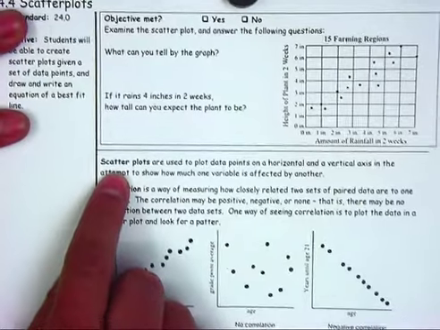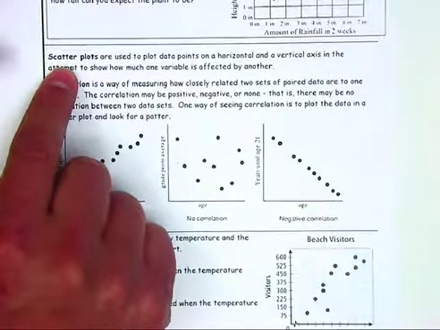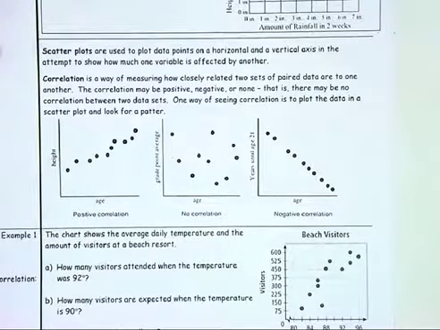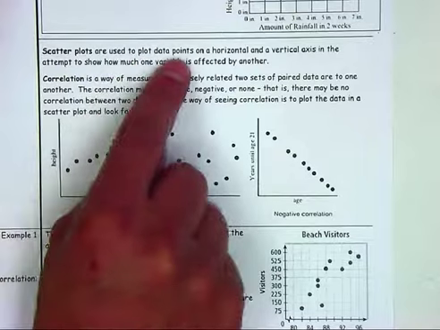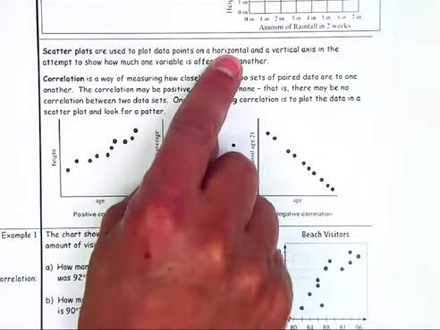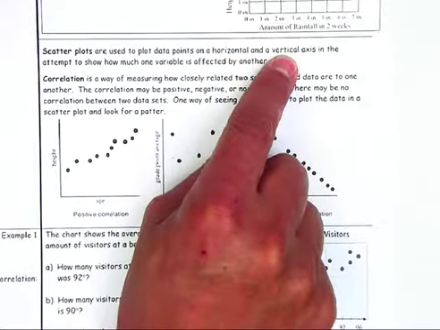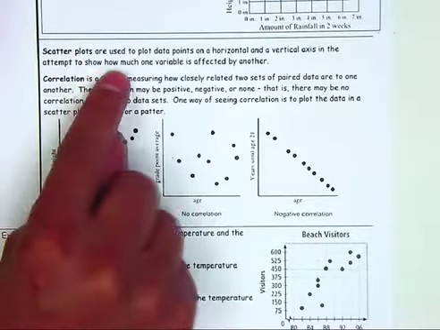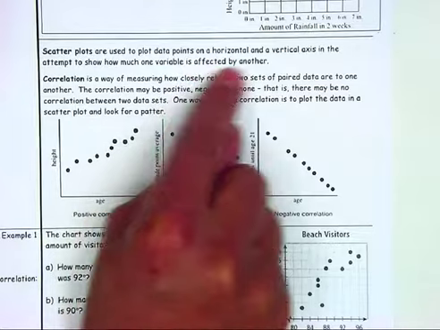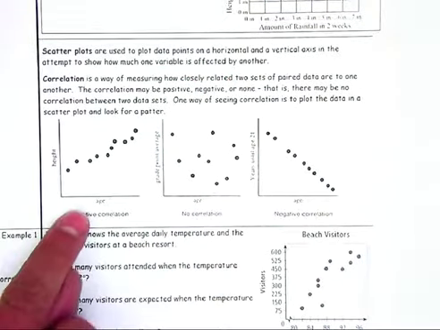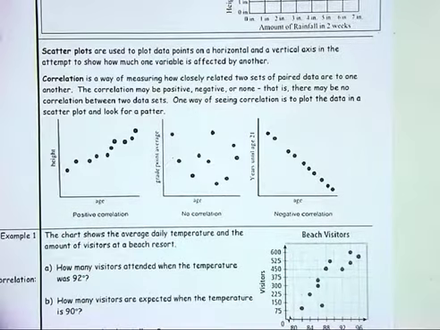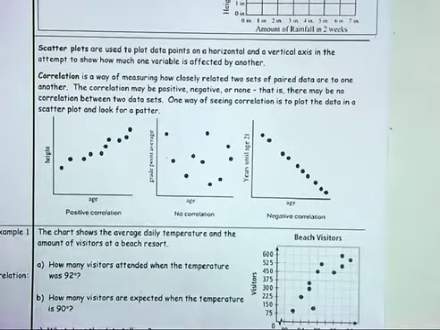So you guys have learned an introduction to scatterplots, and basically a scatterplot is a set of points of data that people have collected or that you have collected. And we are going to plot points on a horizontal and vertical axis, your x-axis and your y-axis, in order to attempt to show how much one variable will be affected by another. So in this case, how much your age correlates to your height. And they're going to be using the word correlation.